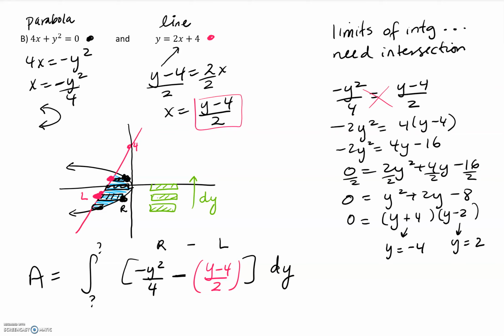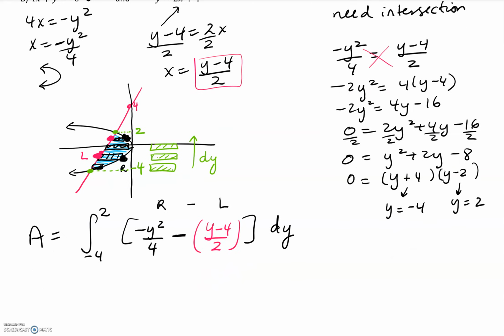Because I need y values, I won't even go find the corresponding x values because I have a good enough sketch going on. So here is my lower bound, a y value of negative 4, and then my upper limit is a y value of 2. That's how I'm stacking up my rectangles from bottom to top. So I have negative 4 to positive 2, and that's my integral. Let's go use our TI to calculate what that area would be.